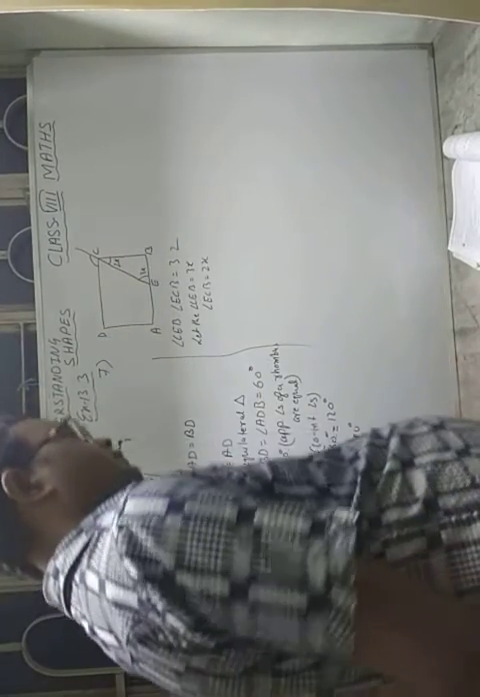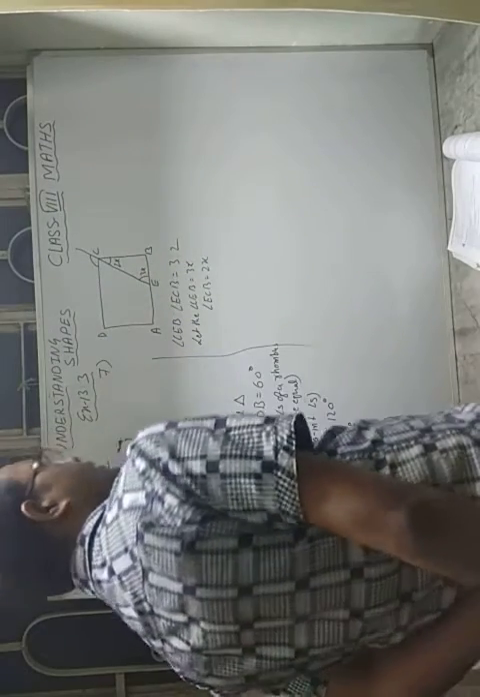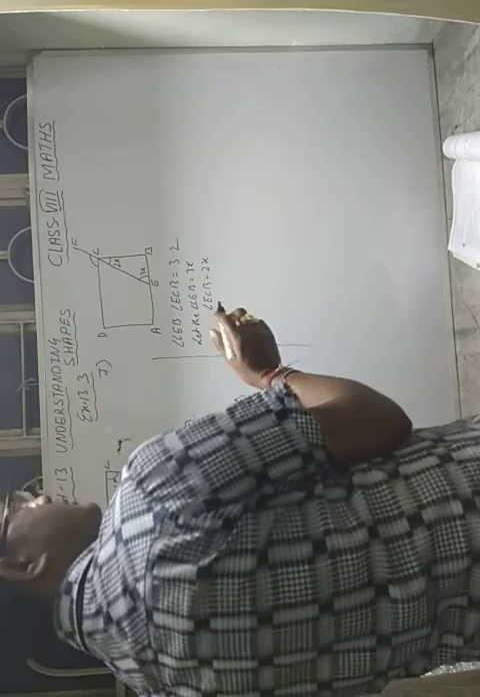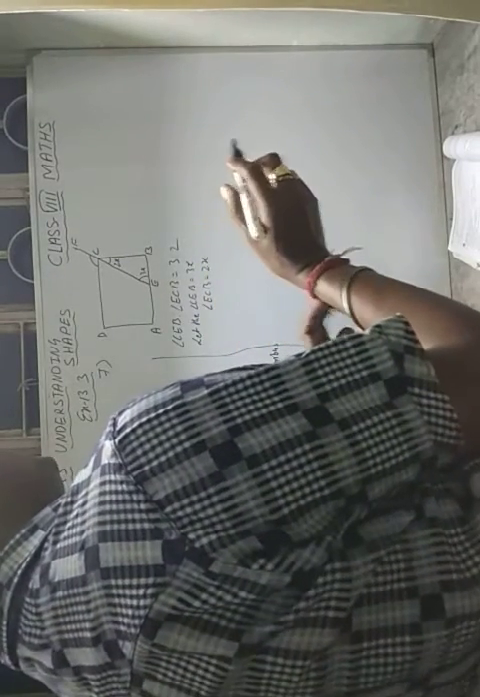So let the angle CEB be equal to 3x and angle ECB be equal to 2x. Now you have to find the measure of CEB, means you have to find first 3x, and also DCF, you have to find this angle also. So how will you find? Let us solve this question first.